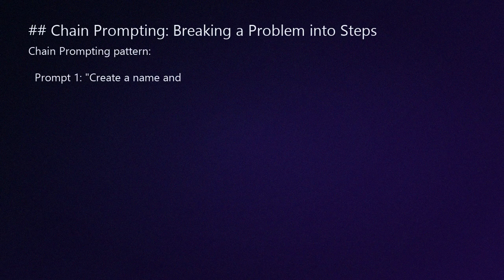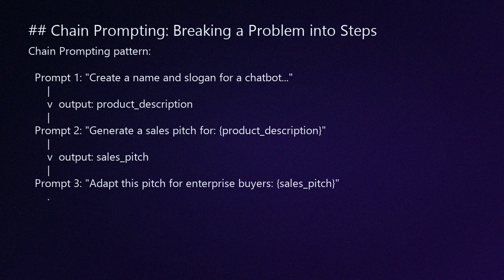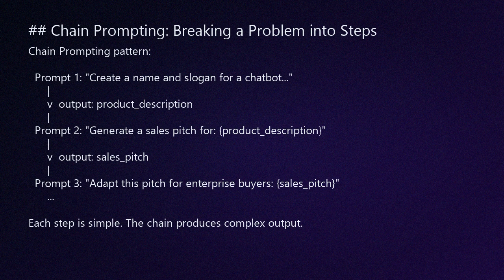In-context learning gives the model a pattern to follow. But what about tasks that are genuinely too complex to do well in a single prompt? That is where chain prompting comes in. The idea is to decompose a complex task into a sequence of simpler steps, where the output of each prompt becomes the input to the next.